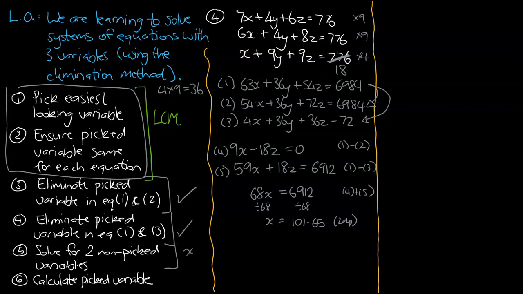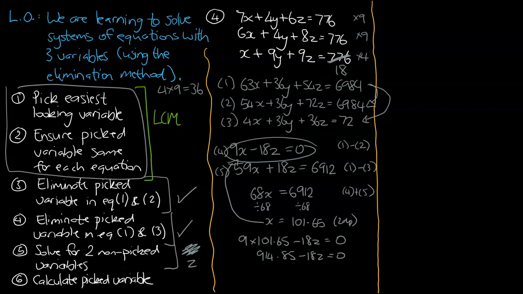So I've now found x, and the other non-picked variable, because we eliminated the y's, was the z's. So let's cross out x. Now let's try to figure out what that z value is. So looking at these two questions here, that first equation definitely is simpler. So I'm going to put the x into that equation, and that'll let me figure out what z is. So we're going to go 9 times 101.65. We're going to go minus 18z, and that there will be equal to 0. I now can perform that multiplication, which I've got next to me. That comes to 914.85 minus 18z is equal to 0.